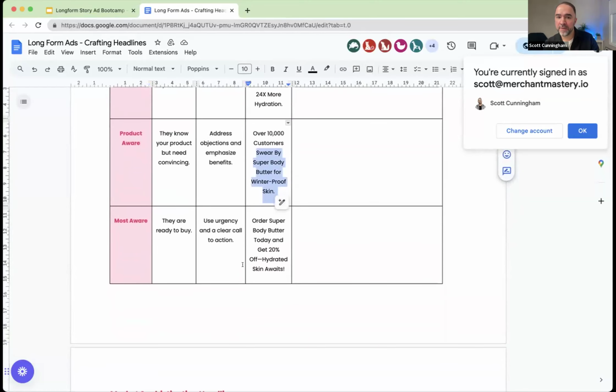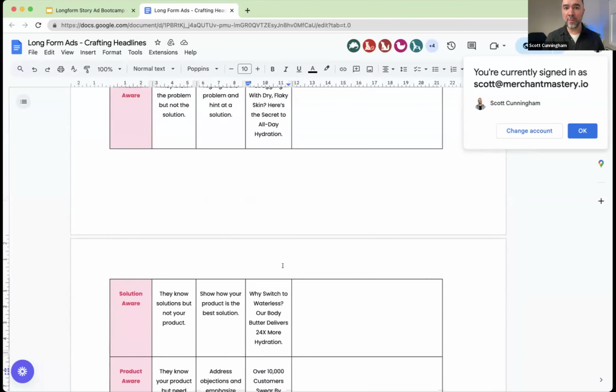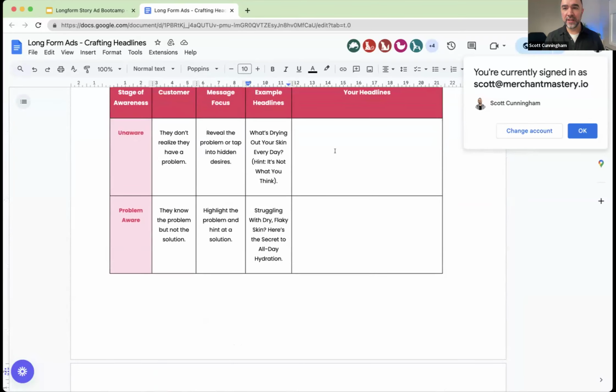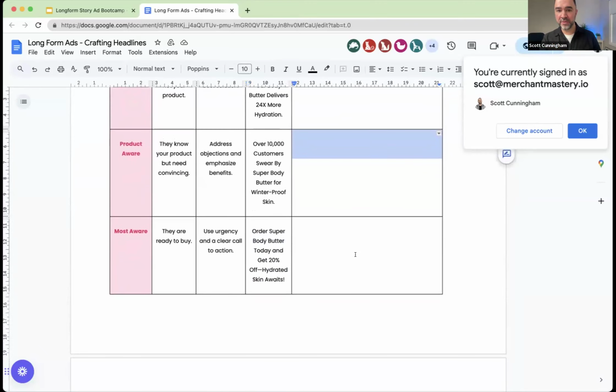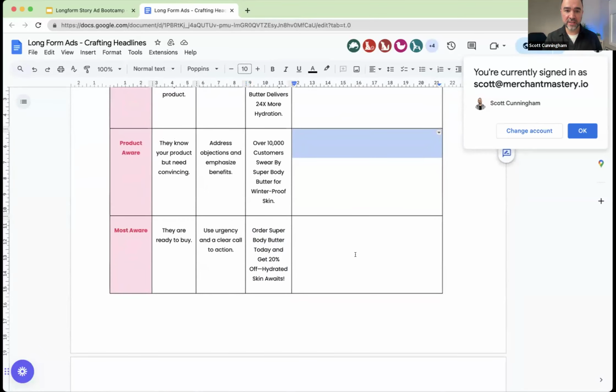And then most aware, we don't even need to, they just need a nudge. Order Super Body Butter today and get 20% off. Hydrated skin awaits. Include the benefit. Okay, so this is the first step, is just going through this to kind of warm up today. I will come back at the end. When I'm done showing all the tables, we're going to do examples of each one. Okay, but let's go to the next, just so that I can get through all of the training material before we do the live Q&A at the end.